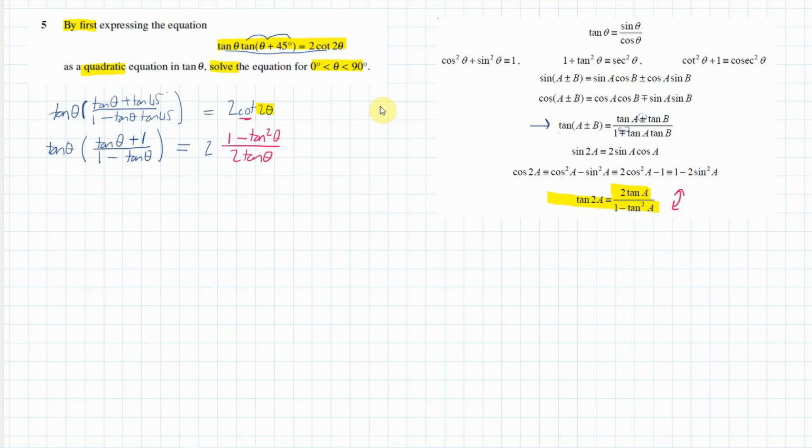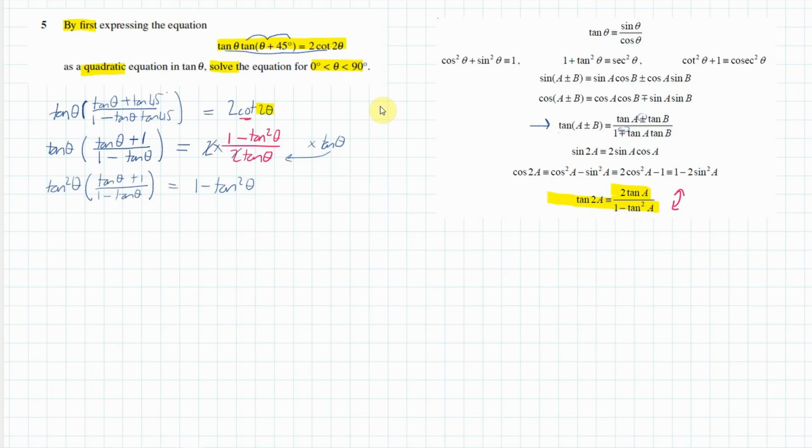Now I could multiply both sides by 2 tan theta. Actually, I'm seeing that I could cancel these out at the moment because that's 2 times this, isn't it? So that'll cancel. I'm going to now times both sides by tan theta, which will get rid of this tan theta here. So I'll end up with tan theta into tan theta plus 1 all over 1 minus tan theta, and that will give me 1 minus tan squared theta here.